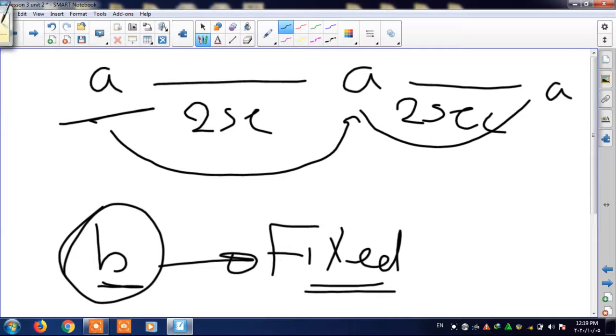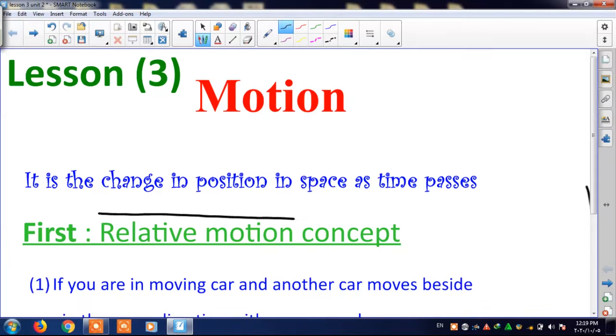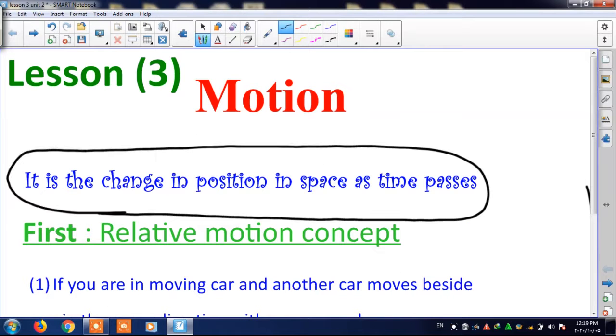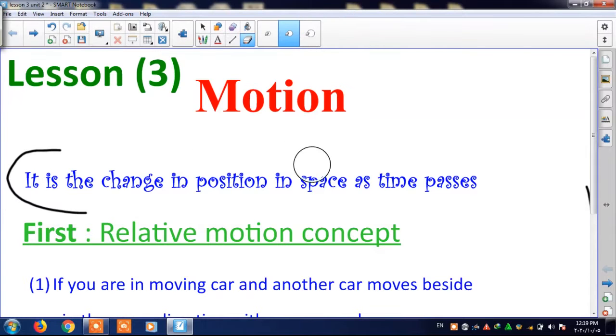So, what is meant by motion? It is a change in the position of the object according to a fixed point, or by another name, a reference point, that is used to determine the motion of the object.